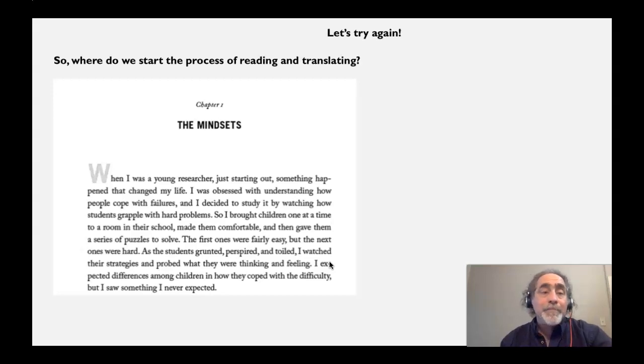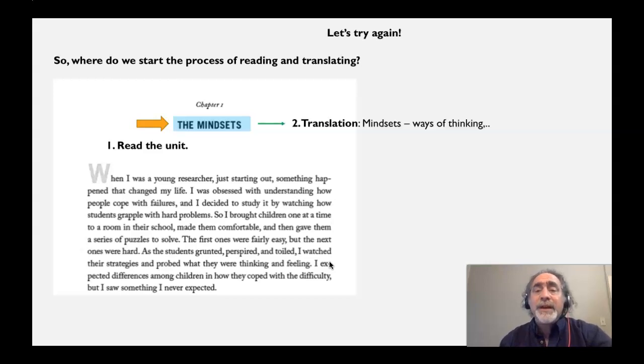Where do we begin? Well, yes, we did begin with the title, and maybe even before the title. Title on the front page or the back page or what have you. So what do we do? No, we don't just move on. We translate it. What, you say? Translate something so simple, something so stupid into my own words? Yes. Read the unit. Step 1. Step 2. Translate. What's a mindset? Got to ask yourself that question.